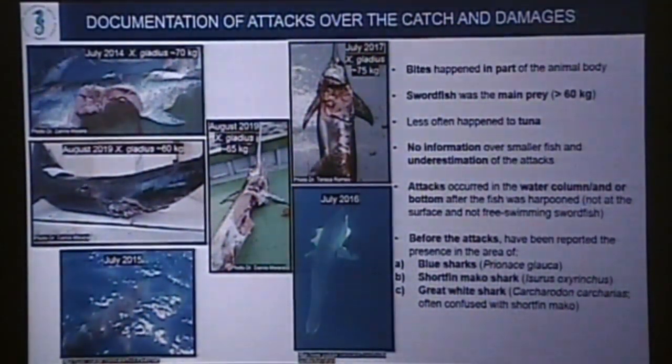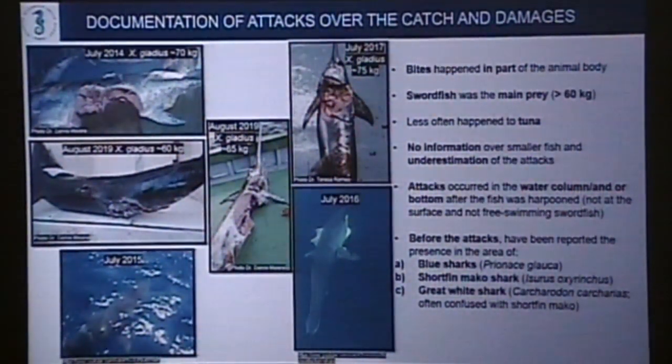In general, there is no information about fish smaller than 60 kilos, but there is also an underestimation of the attacks, because sometimes after the fish is harpooned, it goes down into the water column and gets loose from the harpoon. It's unclear if it gets loose because the harpoon didn't get into the flesh very well, or because a large animal was able to steal the entire catch.